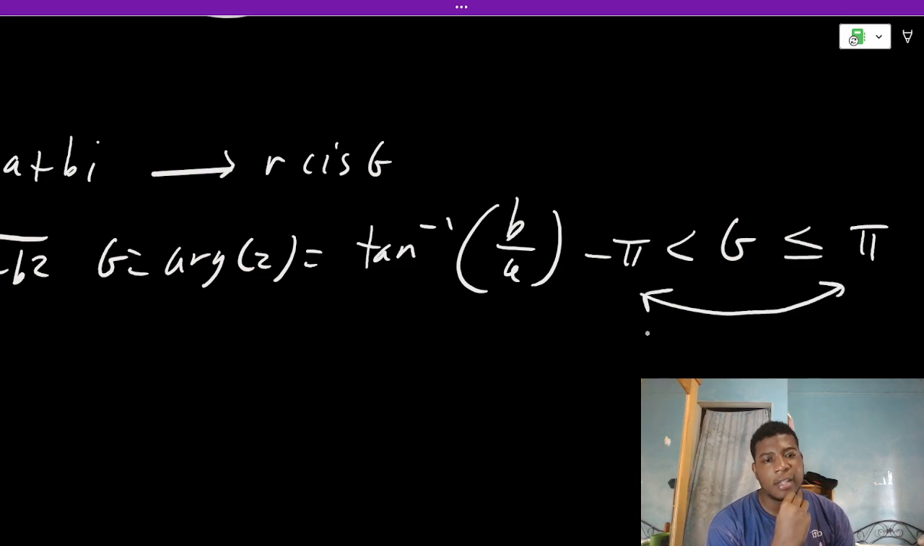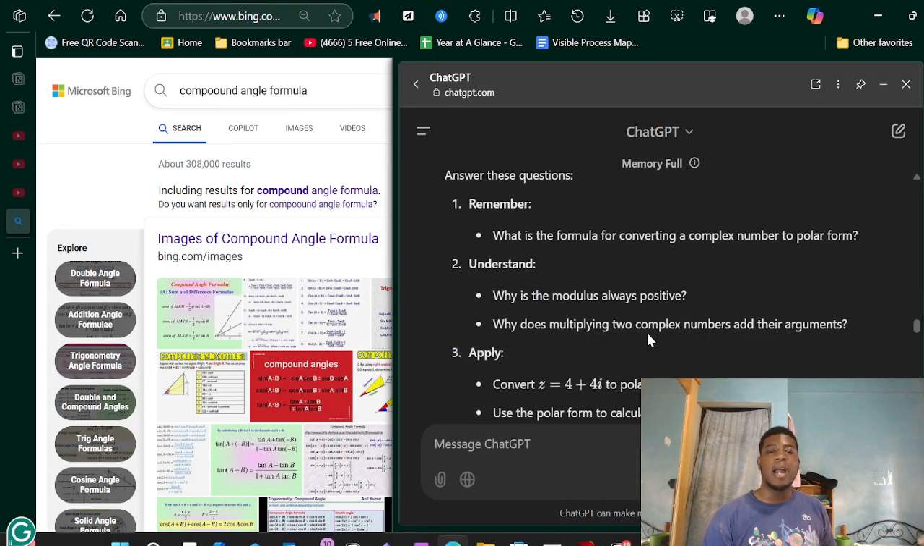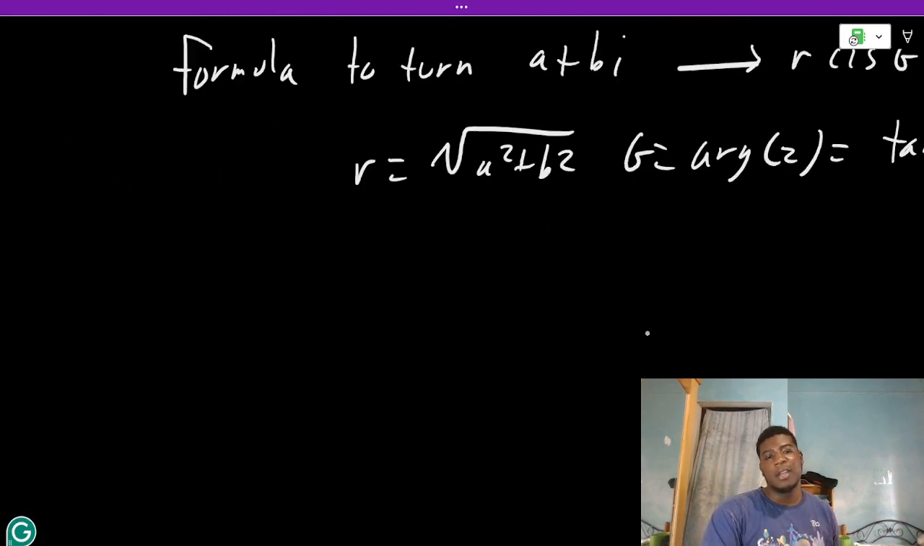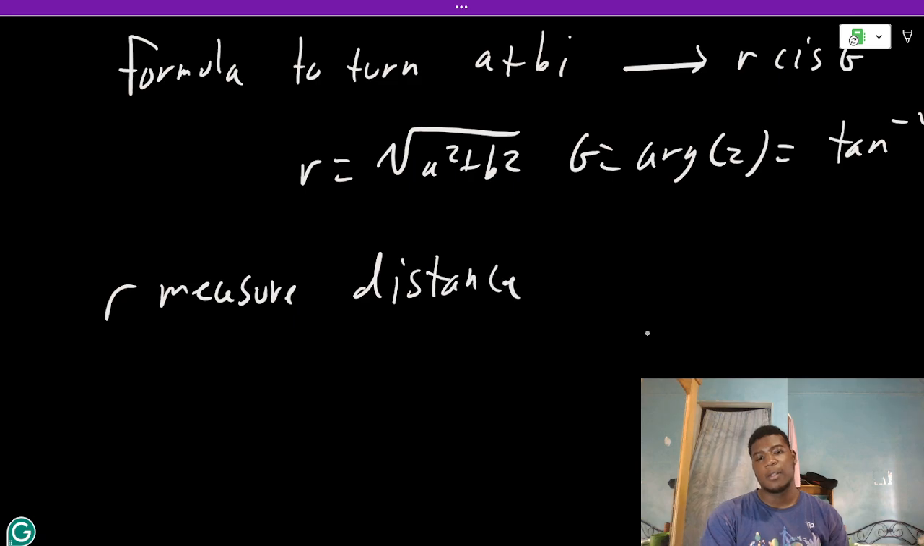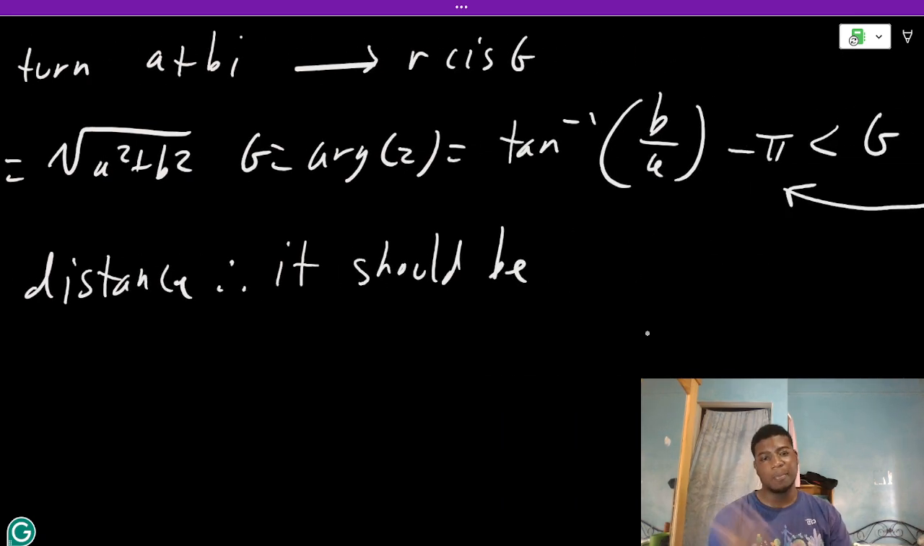Now, why is that a rule? Because this is what made the argument of z specifically important. They have to identify it differently because it's not just theta you're trying to find. And that's what we're going to do a little bit just now. So why is the modulus always positive? Because modulus measures distance. r measures distance. Therefore, it should be positive.